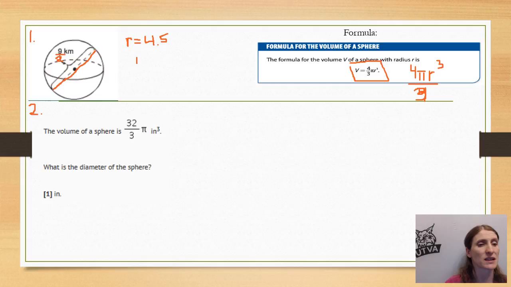Now, when I plug this in, I do 4 times pi times 4.5 squared. Oh, not squared, cubed, I mean. That one can be tricky. And then divided by 3.